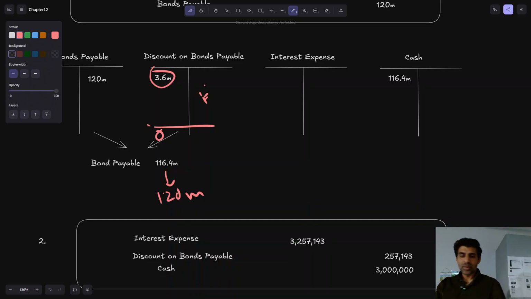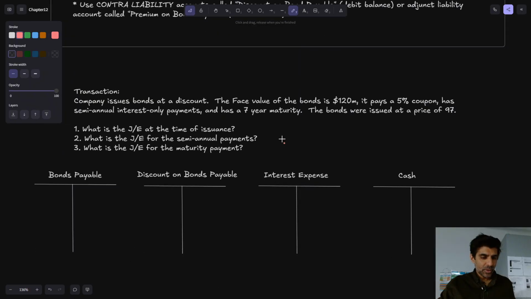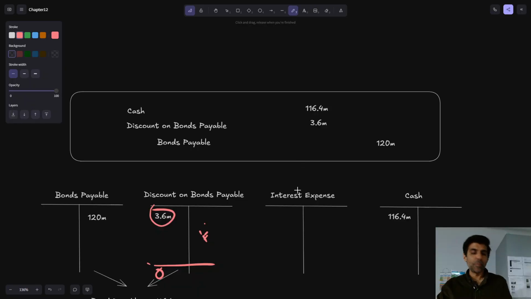And the way that we're going to eat it up is to basically split it straight line over every payment. So if this is a 7-year bond and it's paying semi-annually, what do we need to divide this discount on bonds payable by if we're going to split it up evenly over every payment? How many payments total are there? 14. Exactly, right? 7 years, 2 payments per year. 7 times 2 is 14. So what we need to do is divide this by 14, and we'll get how much at each payment we're going to amortize it by. It's just like straight line depreciation. It's the same calculation.